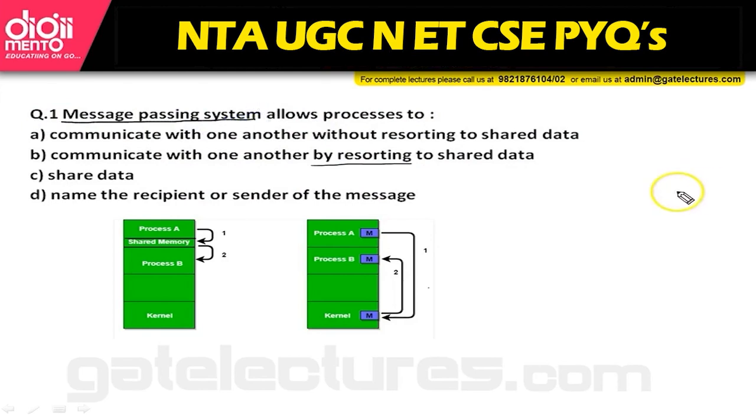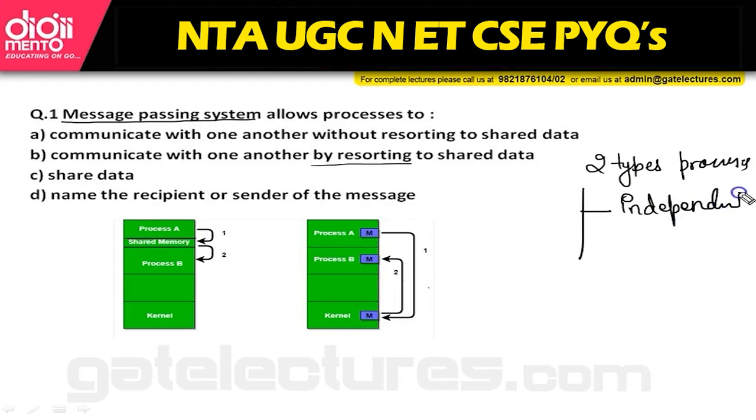First of all, in our system we have two types of processes. They are either independent processes. What is meant by independent processes? It means when one process is running in our system, it is running independently of the other processes running in the system. They are not depending on each other, that's why they are independent processes.